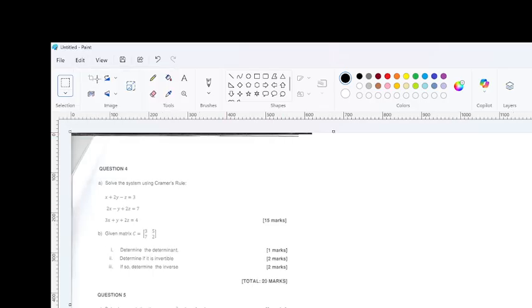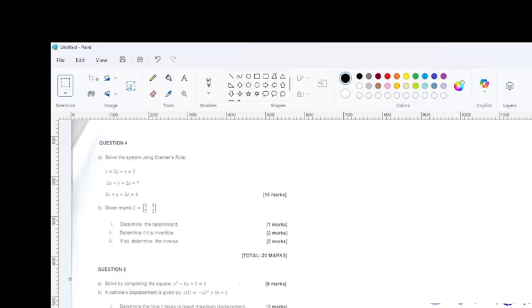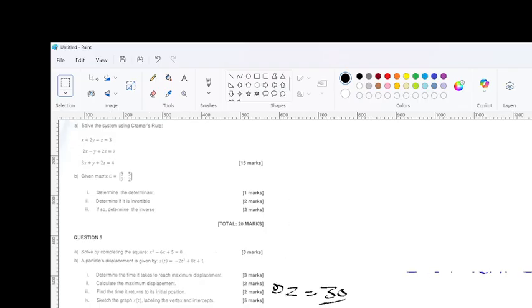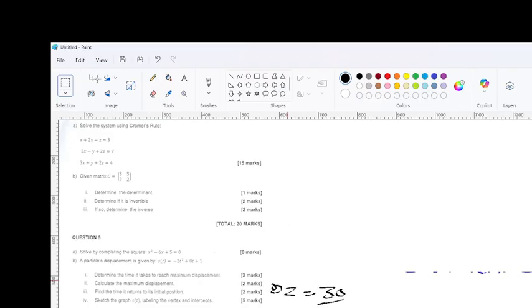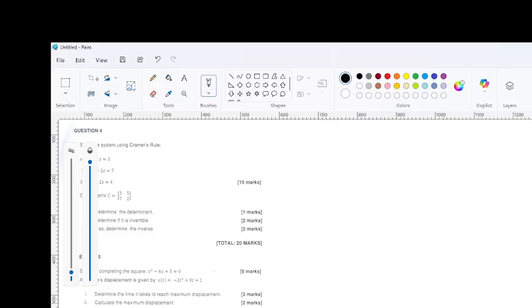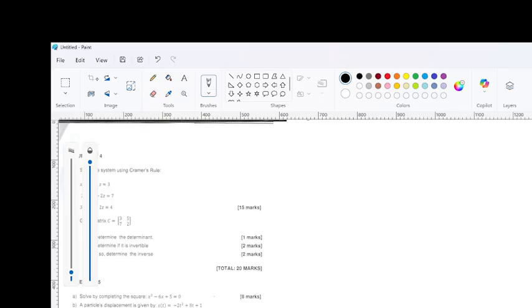Okay, so we move to question 5. The question reads, solve by completing the square. Solve by completing the square. So now how do you solve this by completing the square? Let me just write down what we've been given. X squared, I have to start from, okay, here.